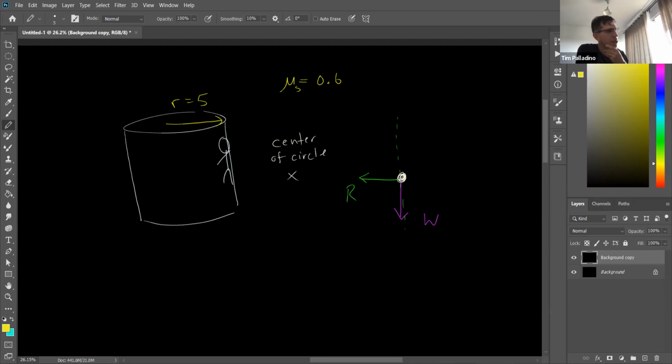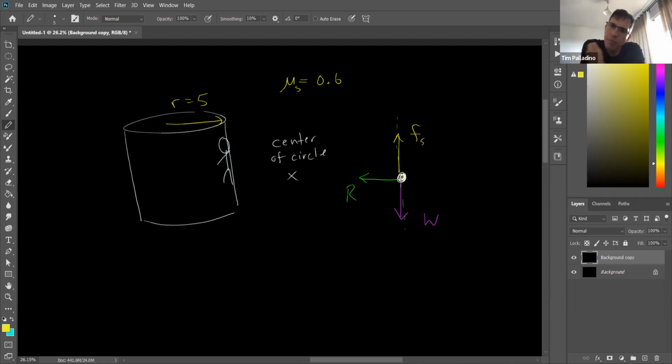But then we have forces in the vertical direction. We have weight in the downward direction because gravity always pulls objects towards the center of the earth. But we need a force to balance the weight force so that this person doesn't just slide down the wall. The force that's opposite in direction, but equal in magnitude to the weight force, is the static frictional force. Okay.